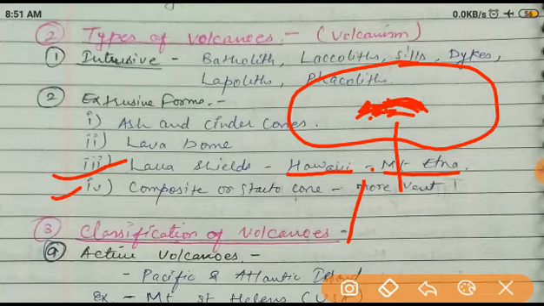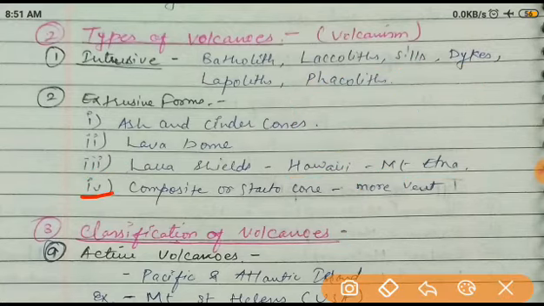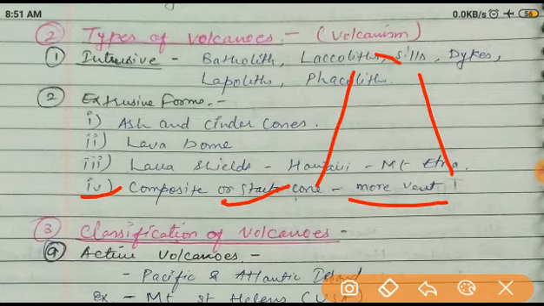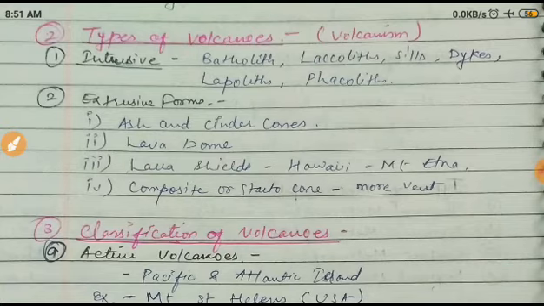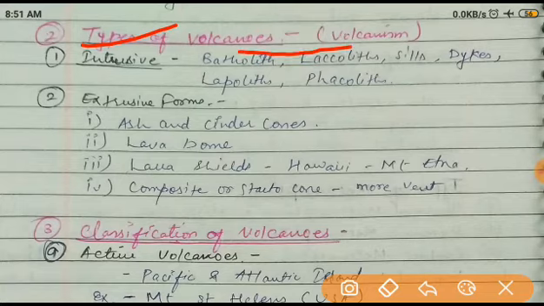The last one is the composite or strato cone. It is a multi-vent type. I already explained multi-vent: if the volcano has only one mouth opening, that is one thing, but if there are so many mouth openings, so many vents, this type of structure is called the composite or stratocone or multi-vent. I hope this is also clear. Very simple thing. But remember, this is not a type of volcano. It is a type of volcanism. Okay.